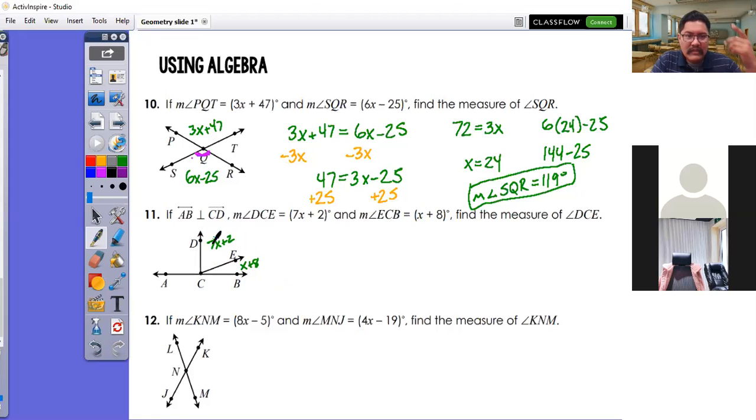All right, so we're told it's perpendicular. So we can put a little box there if it helps us. And we know that if this is a straight line, which it does say right there, line AB, that means this side put together is also going to be 90 degrees.